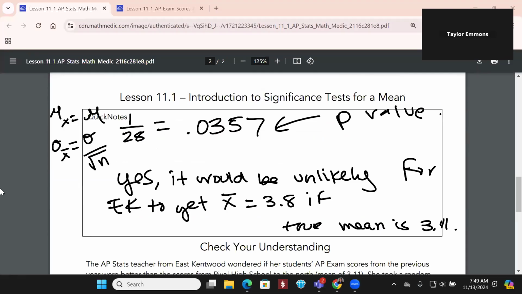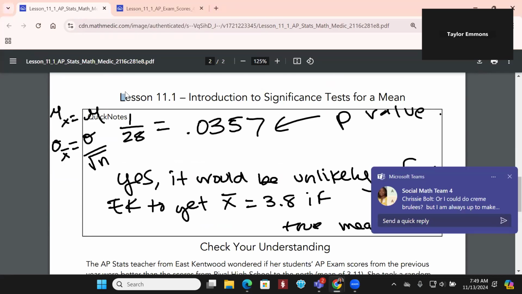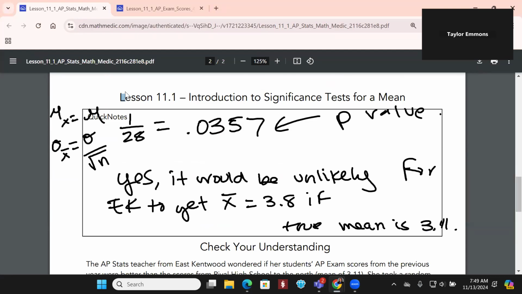All right, flip the page. Let's go. Flip the page. Yep. All right. So, man, this one has way too much time on her hands.